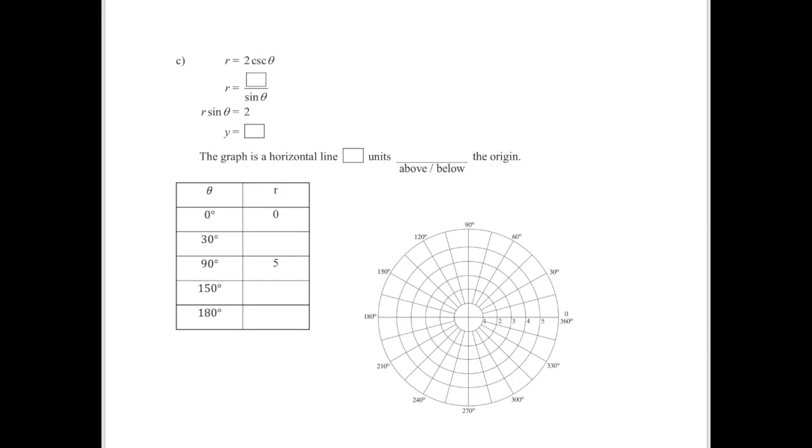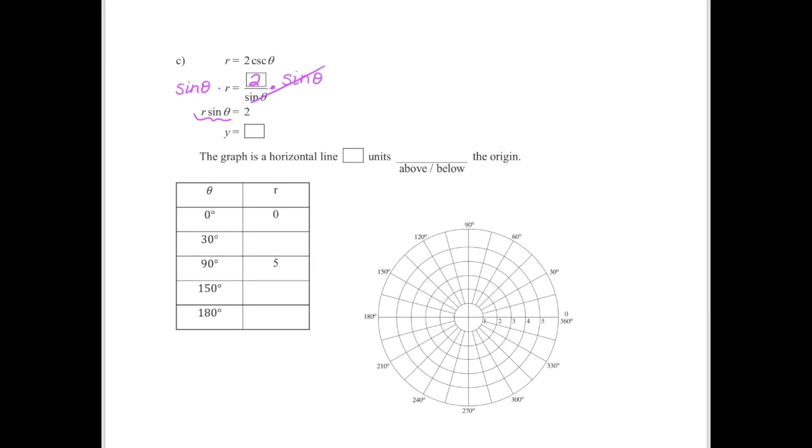Part C, we have r is equal to 2 times cosecant of theta, right? So what we need to do first is get rid of that cosecant. So I know that cosecant is the same as 1 over sine, giving me r is equal to 2 over sine of theta. Let's get sine together with r, if you will. So I'll multiply each side by sine of theta, get it out of our denominator. So these two cancel. I now have r sine of theta equals 2.